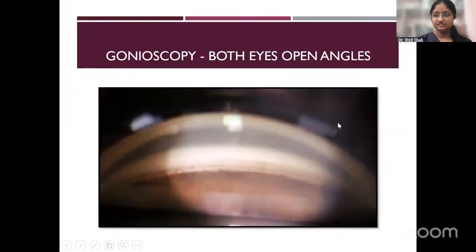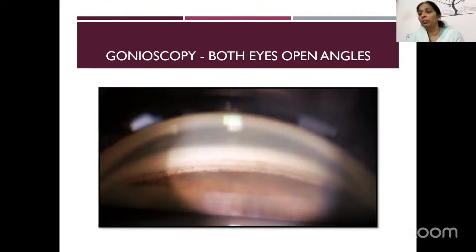Ma'am, are you able to see my screen? Yeah. So, this was the gonioscopy. The right eye intraocular pressure was 28 and the left eye was 24 millimeters of mercury using GAT.